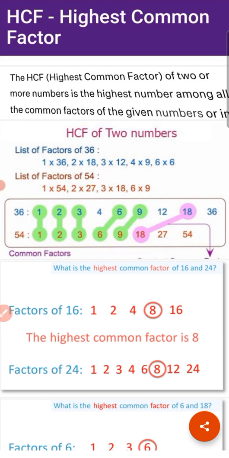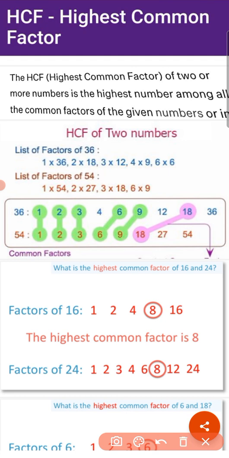Highest common factor or HCF. You already learned about factors. Factors are numbers which multiply to give a product. Now let us see what is HCF of two numbers. Children, here we are finding the HCF of 36 and 54.